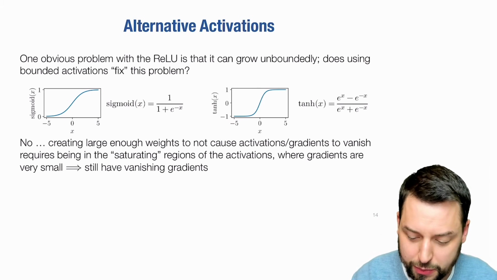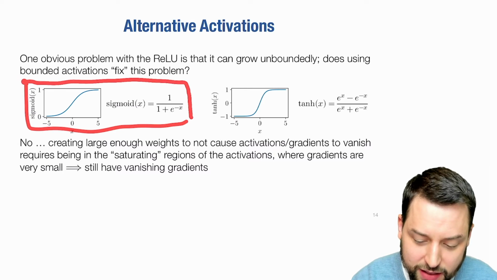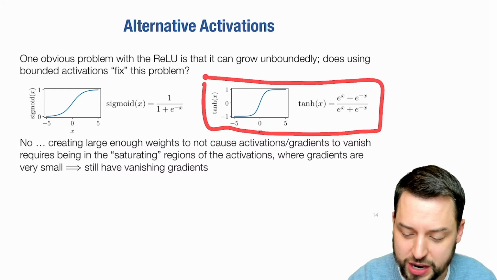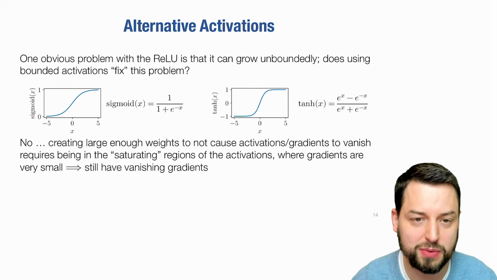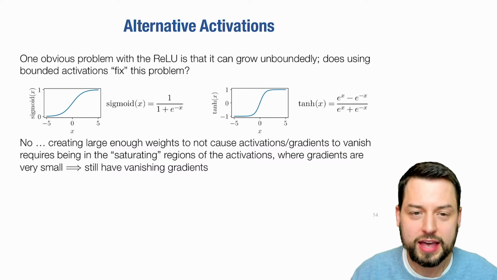So for example, we could use the sigmoid activation, right? We could use an activation like this, which would limit the values of our hidden states to 0 or 1, or a tanh activation, similar shape, which would limit the values to be between -1 and 1. Does this solve our problem? And the answer is no.